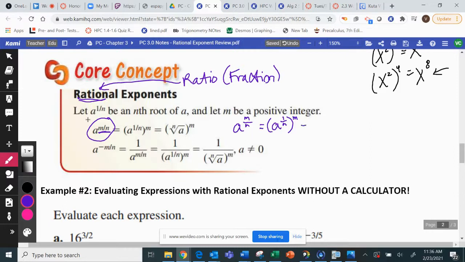And then that is also the same thing as, now we talked about this on the previous page, power on top, roots grow in the ground. So that is also the same thing as the nth root of a to the m. These are equivalent right here. And then if we have a negative exponent, that just reciprocates, and then we do all the exact same stuff on the bottom instead of on top.